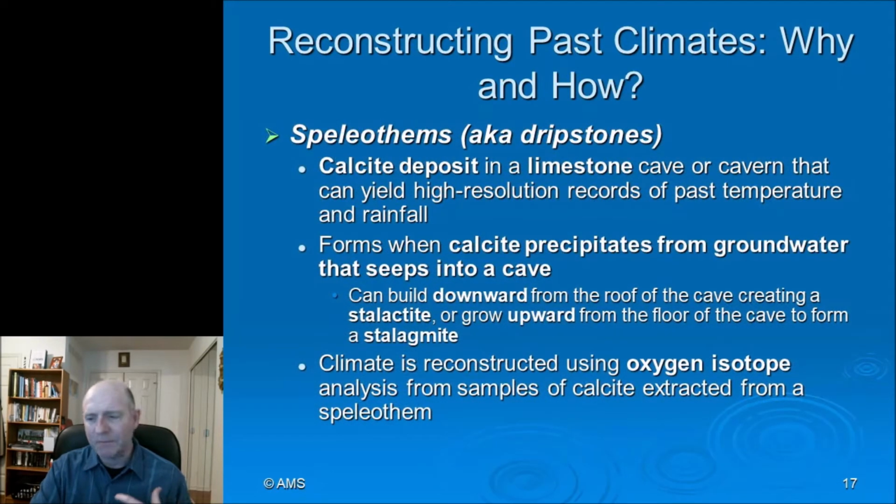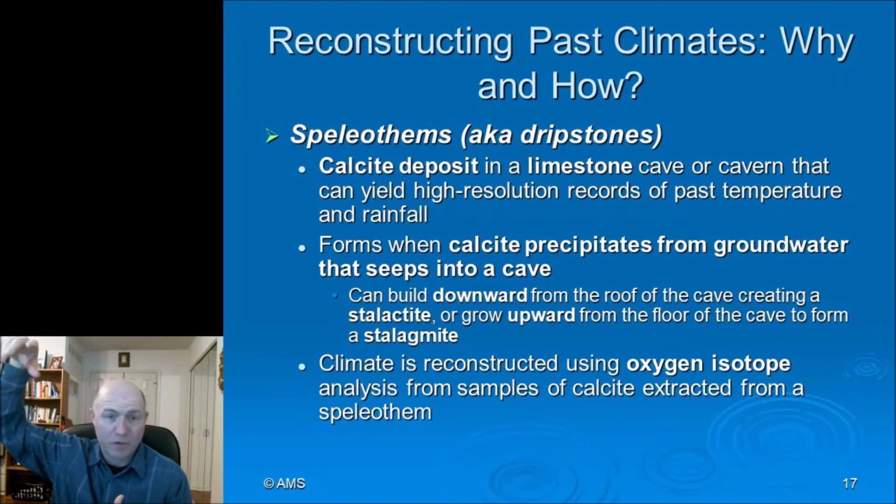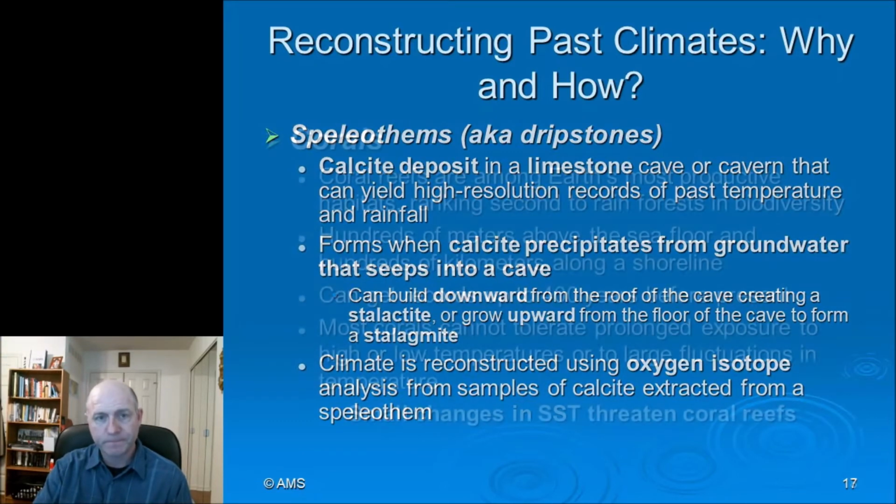Also, if you've ever been caving, you think about stalagmites, stalactites, those things. Technically speleothems, dripstones. They're calcium deposits, calcite deposits, limestone caves. All right. And it's the same thing. You've got these things building downward from the roof, and there's water in those. That's why you have the calcium deposits and the groundwater coming down. You look at the isotopes in there, the oxygen isotopes in the water there.